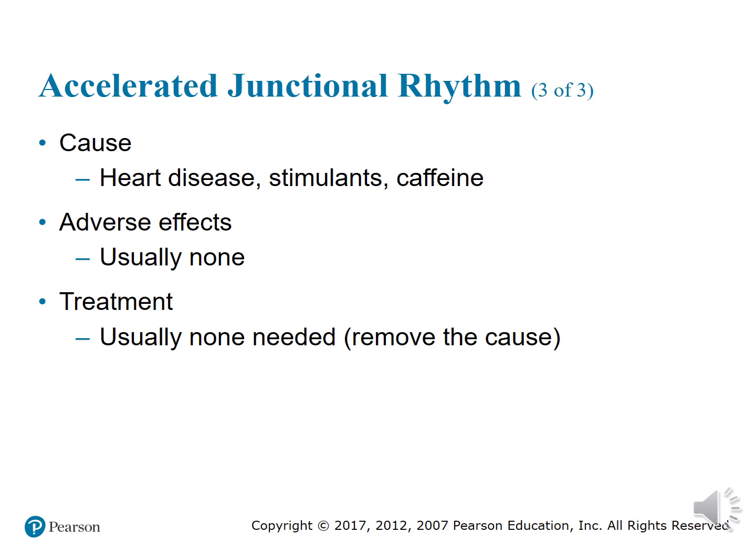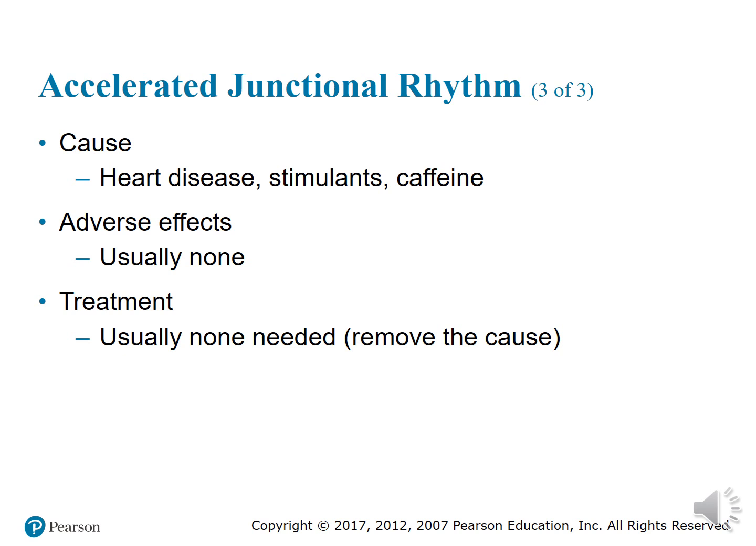Unless they just remove the causes of the accelerated junctional rhythm. For example, if you are a consistent coffee drinker, they might tell you to either stop drinking coffee or switch to decaf. If you're a smoker, they'll tell you to stop smoking, and so on. They'll remove the cause. What causes it is what's going to be removed to correct an accelerated junctional rhythm.